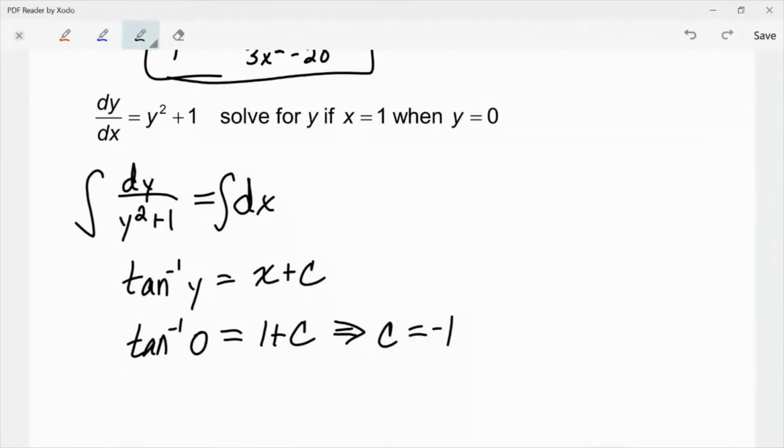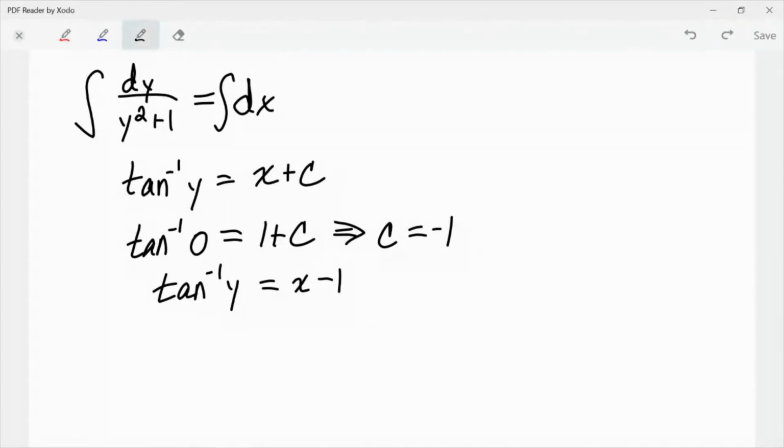So let me show you with the negative 1 plugged in first. We would have inverse tangent of y is equal to x minus 1. And now I'm going to isolate the y. So I'm going to take the tangent on each side, and I'm going to end up with y is equal to the tangent of x minus 1. So all I did was essentially the inverse operation of an inverse tangent, which would be a tangent. And that tangent and inverse tangent canceled out on the left side. It left me tangent of x minus 1 on the right side.